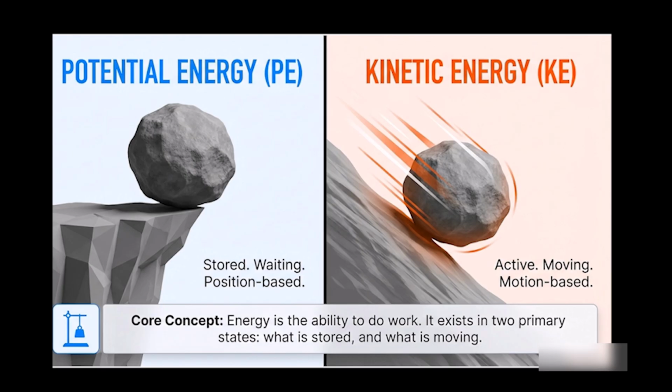In physics, we define energy as the ability to do work. It usually exists in two main states. Potential energy, PE, which is stored and based on position. Kinetic energy, KE, which is active and based on motion. Basically, it's the difference between a ball sitting at the top of the hill and a ball actually rolling down it.